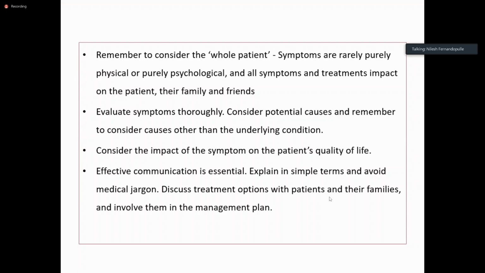Have a treatment plan, a management plan, and get the family and the patient involved in that plan, so they feel part of it. Then they will feel empowered and feel that their symptoms are getting better.